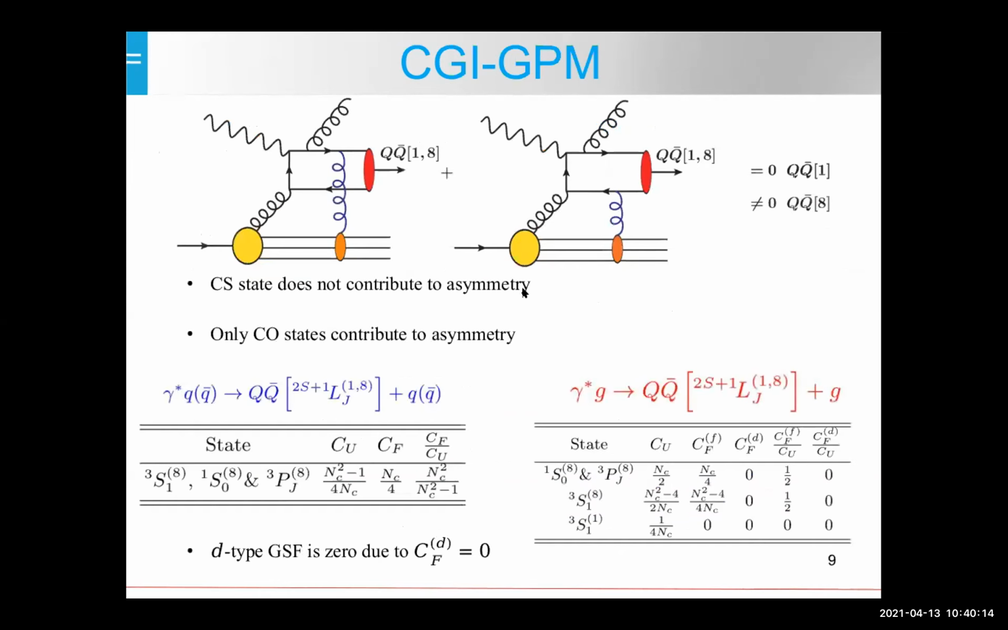Moreover, we have found that when the heavy quark pair is produced in the color singlet state, it does not contribute to the asymmetry due to the cancellation between these two Feynman diagrams. Only the color octet state contributes to the asymmetry. Here, the color factors in GPM as well as in the CGI are given for both the quark channel as well as the gluon channel. One can see that the color factor associated with the D-type gluon-Sivers function is always 0. This implies that J/psi production at the EIC is a potential channel to probe the process-dependent F-type gluon-Sivers function. One can see that when the heavy quark pair is produced in the color singlet state, the color factors are always 0 in CGI. That's what we are showing here.